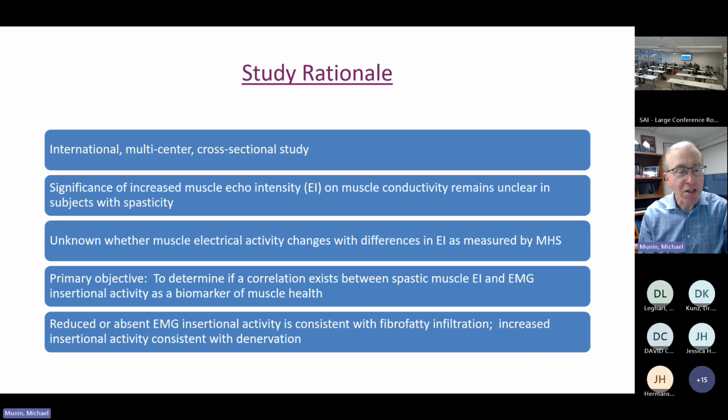Our primary objective is to determine if a correlation exists between spastic muscle echo intensity and EMG insertional activity as a biomarker of muscle health. Reduced or absent EMG insertional activity is consistent with fibrofatty infiltration, and increased insertional activity is consistent with denervation. So we wanted to see, are these things relevant to what we're seeing with the changes in echo intensity?